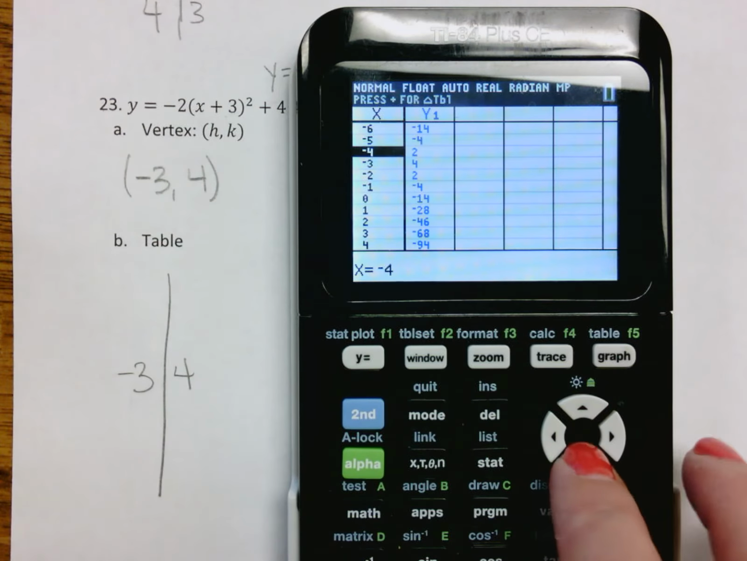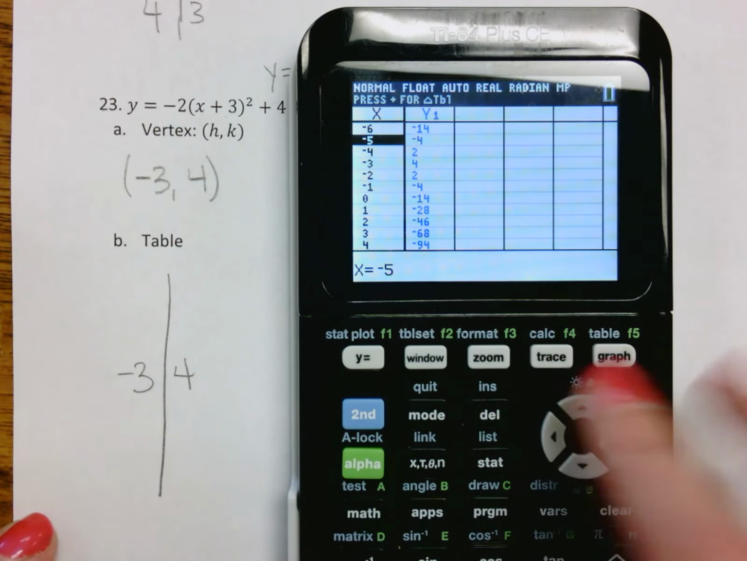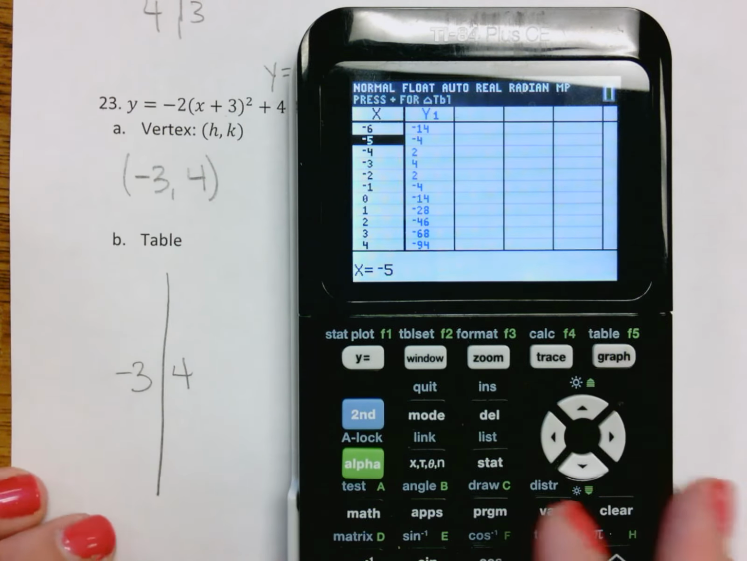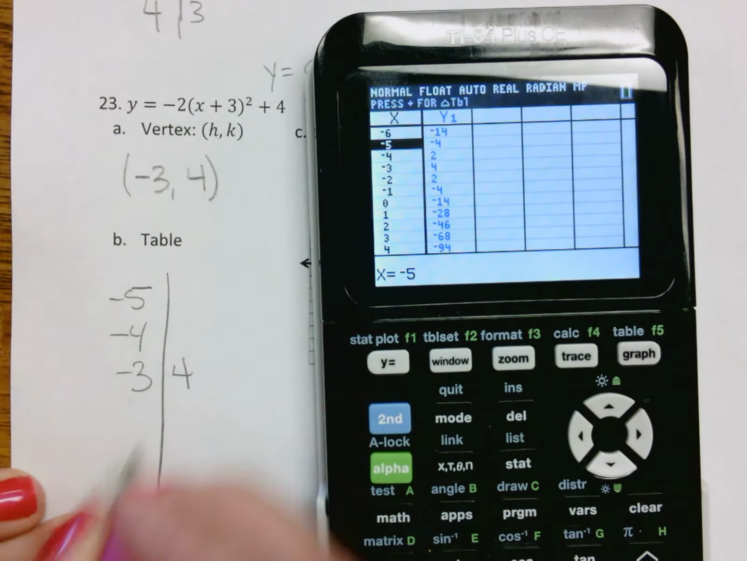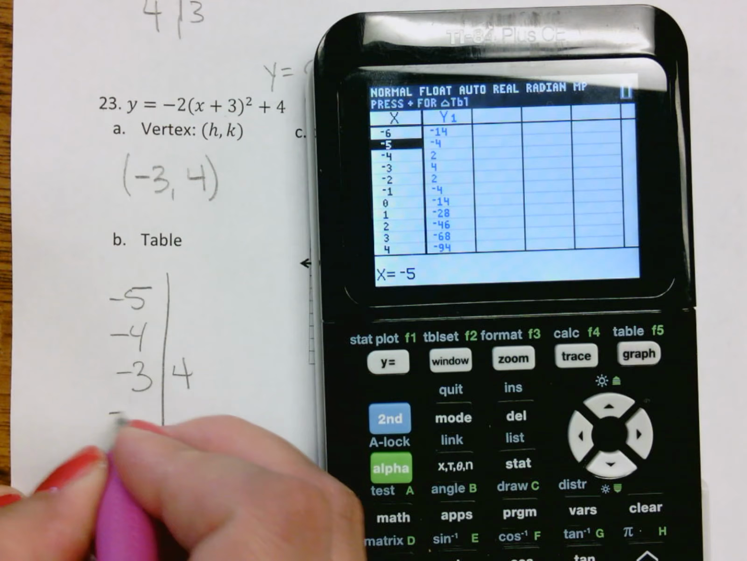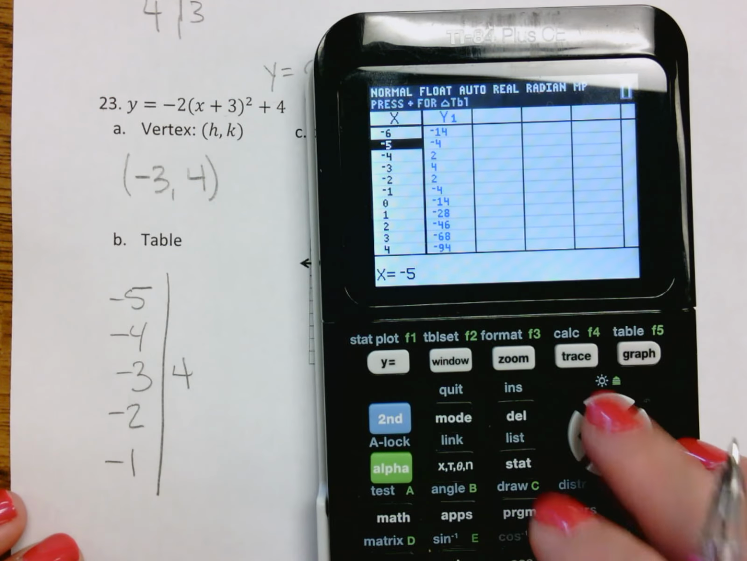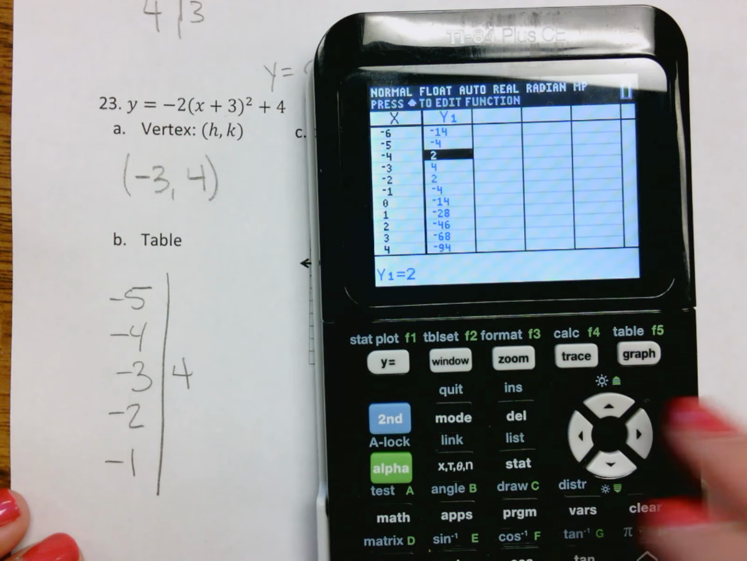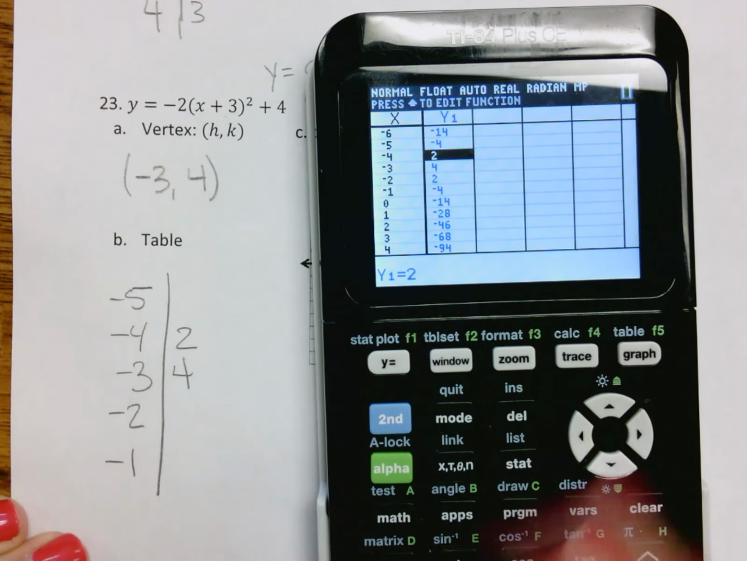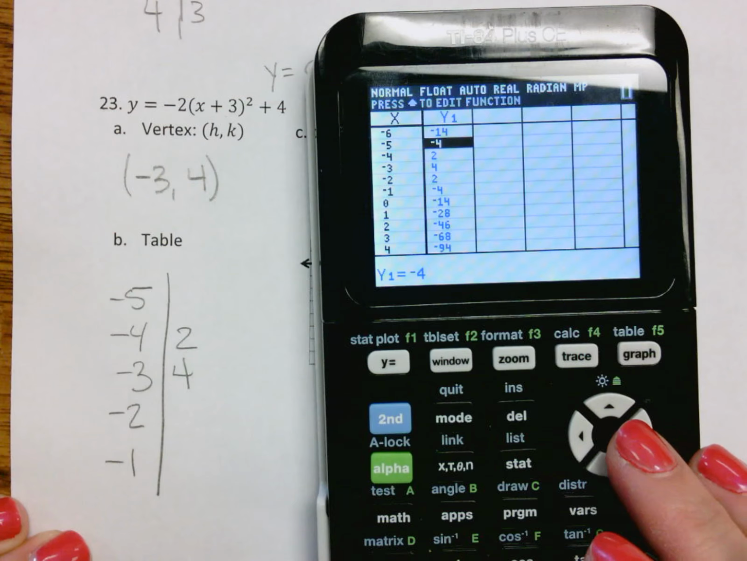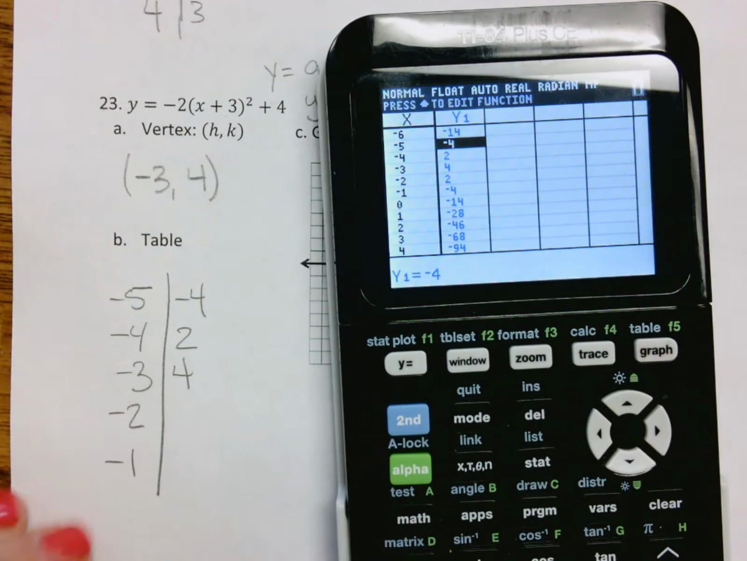So we go to -3 on the table. We're going to do the two numbers that are smaller than -3. Numbers that are smaller than -3 are -4 and -5. And two numbers bigger than -3 are -2 and -1. So at -4 in the x column, we're at a +2 in the y column. And at -5 in the x column, we're at a -4 in the y column.